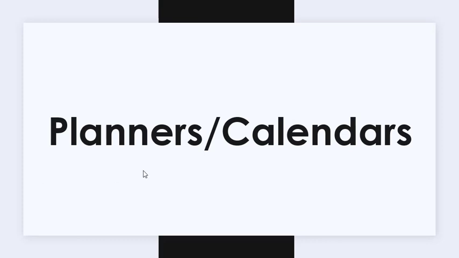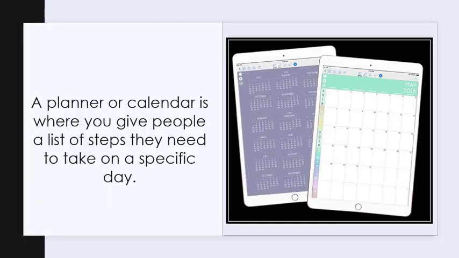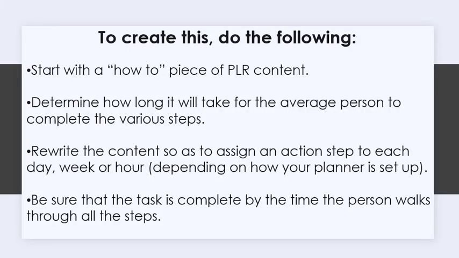Planners or calendars. Now, a planner or calendar is where you give people a list of steps they need to take on a specific day. Now, to create this, do the following. Start with a how-to piece of PLR content. Determine how long it will take for the average person to complete the various steps.